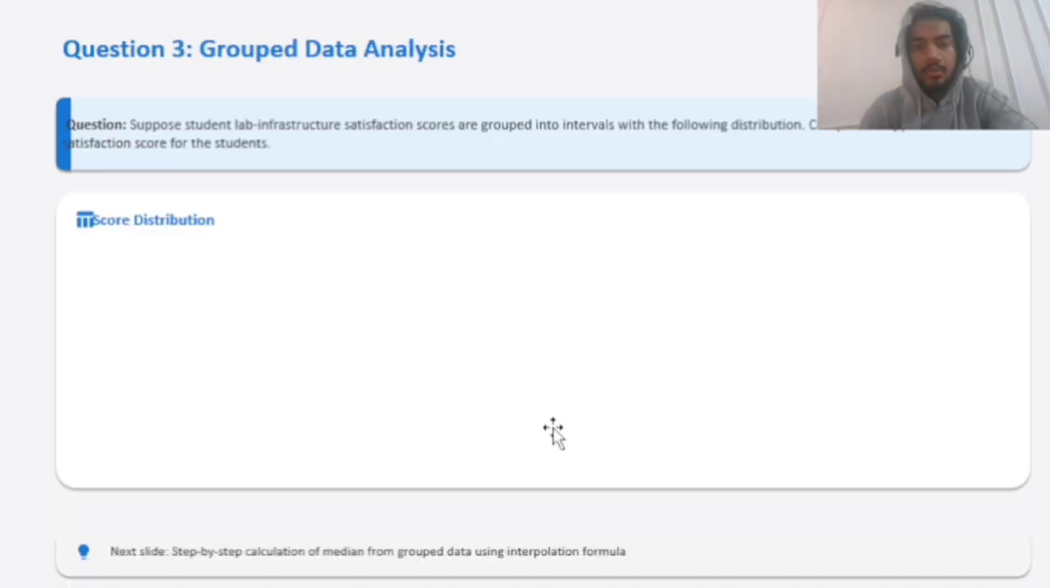Now let's move to question 3, where we need to find the approximate median for grouped data. In this question we are given satisfaction scores grouped into class intervals with corresponding frequencies. Since the data is grouped, we cannot directly pick the middle value. Instead, we must use the median formula for grouped frequency distribution.